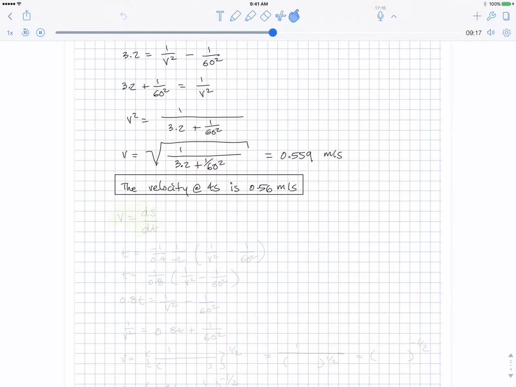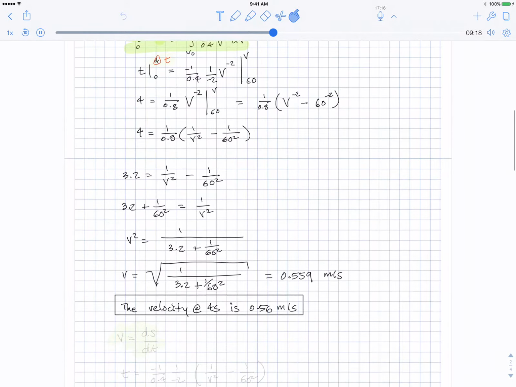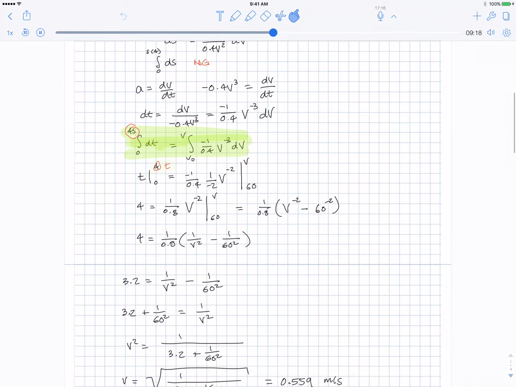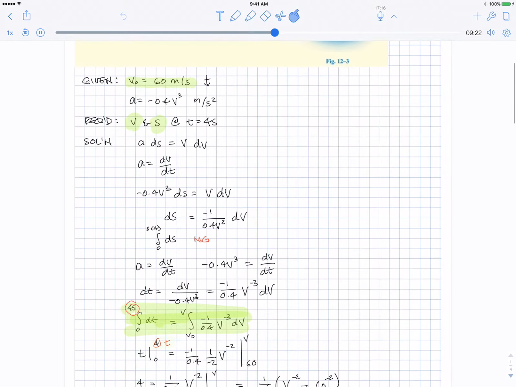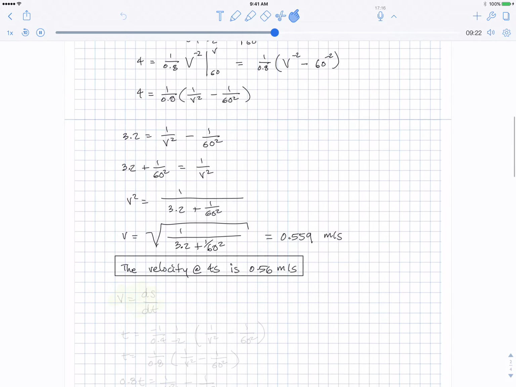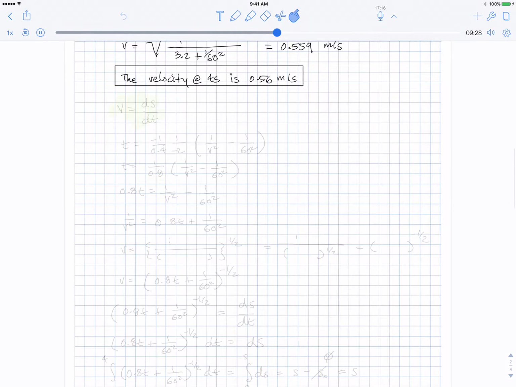And there we go. So I realized I didn't read this carefully enough. If you look back up here, it says find v and s. I didn't find the displacement s, so let's do that now. We need to find the displacement s at 4 seconds. So you have an equation with displacement and time.